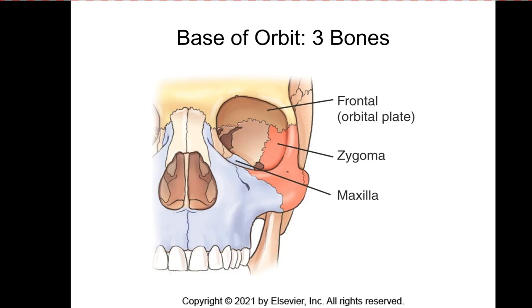The orbital plate of the frontal bone, which you can see here in yellow, forms most of the roof of the orbit. The zygoma forms much of the lateral wall, which you can see here in this salmon or pink color, and some of the floor of the orbit, and then a portion of the maxilla helps to form the rest of the floor as well.